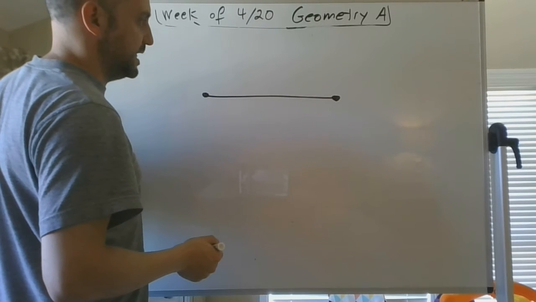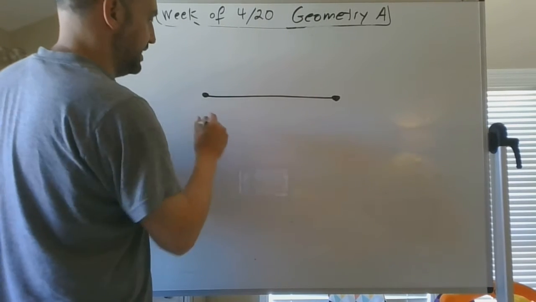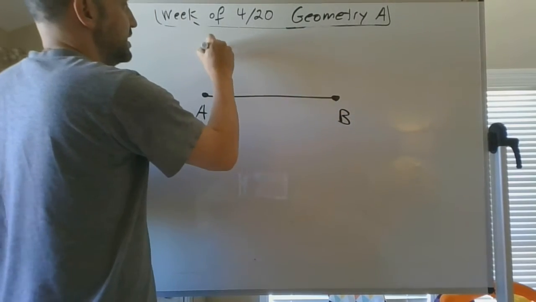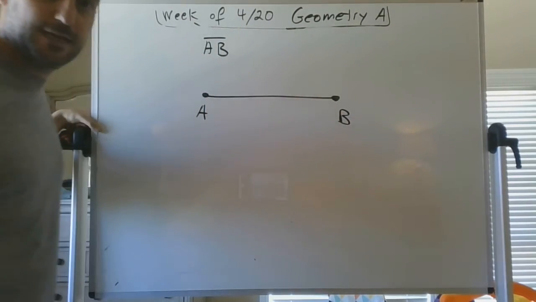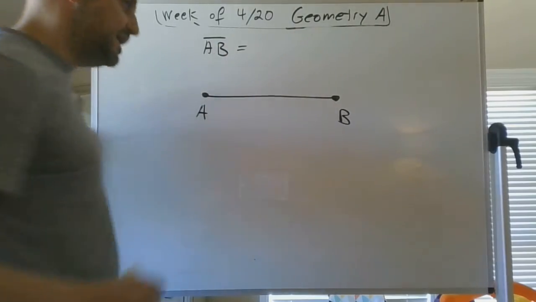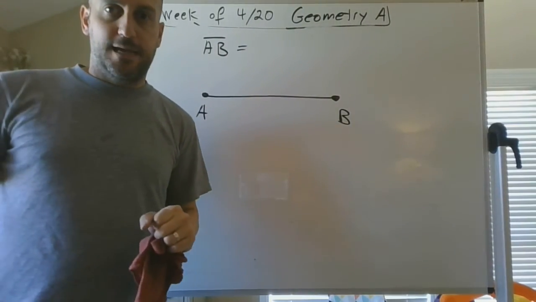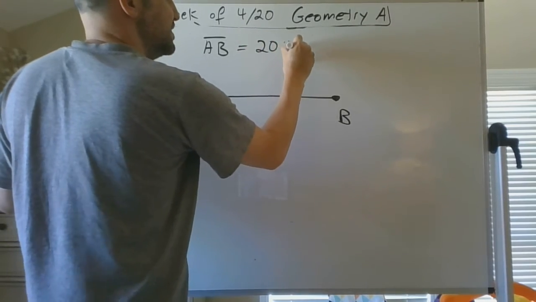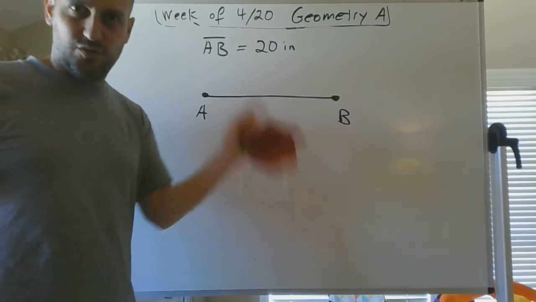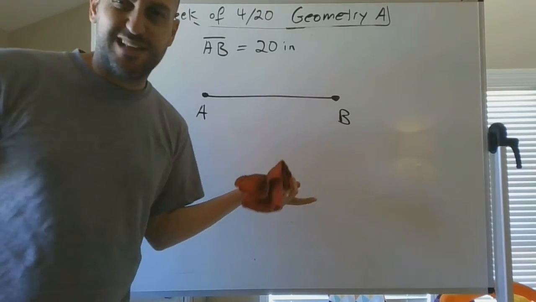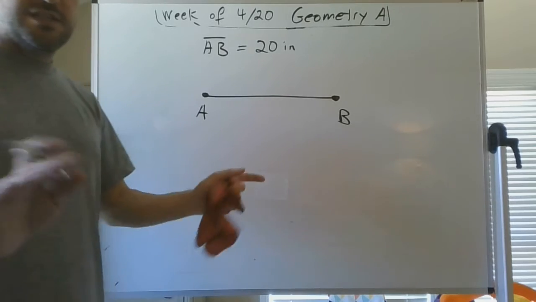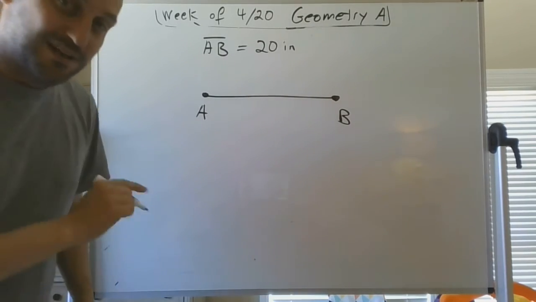I'm going to say this entire thing, I'm going to label it AB. This is segment AB. I can write segment AB like that, okay? I'm going to tell you segment AB is equal to 20 inches. Okay, IN for inches. 20 inches. Is it really 20 inches? Nah, probably not. I'm just making it up. So AB is equal to 20 inches. That's great. But now I'm going to say this.